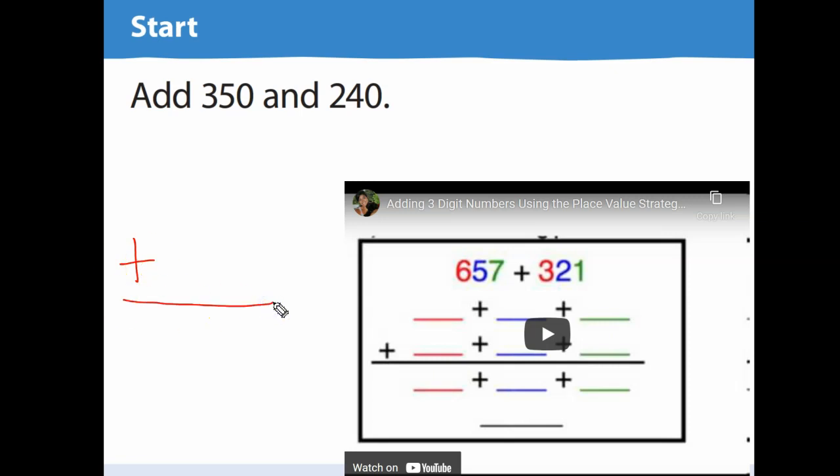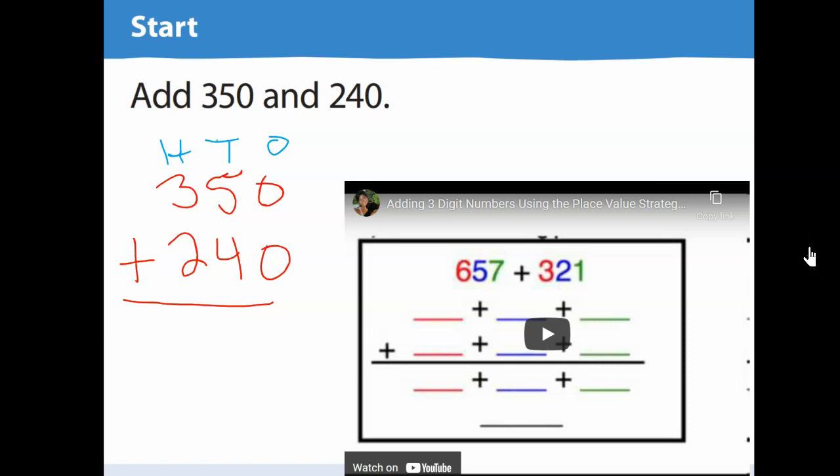When it comes to adding, it really doesn't matter what numbers I put at the top or bottom. Only when it comes to subtraction. But for adding, I'm just going to go 350 plus 240. And remember, I add the ones place first, then tens, then hundreds. Sorry about that.